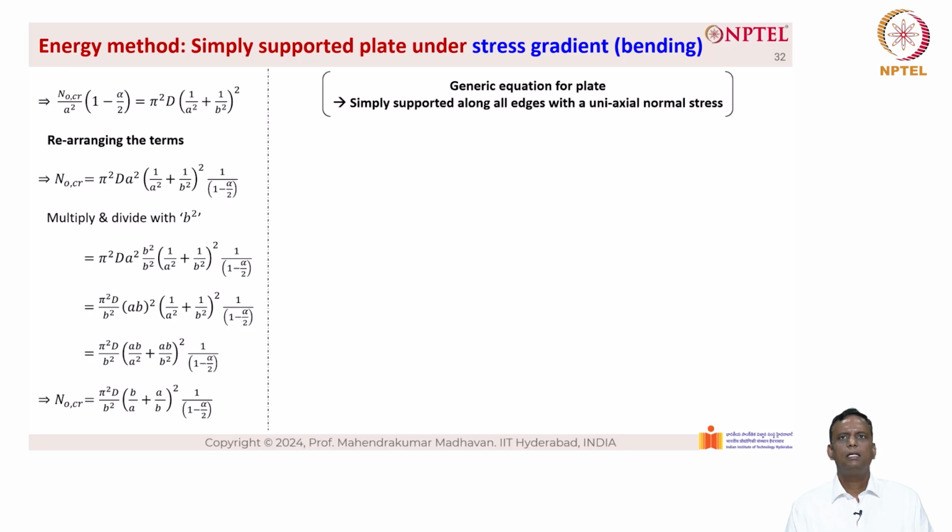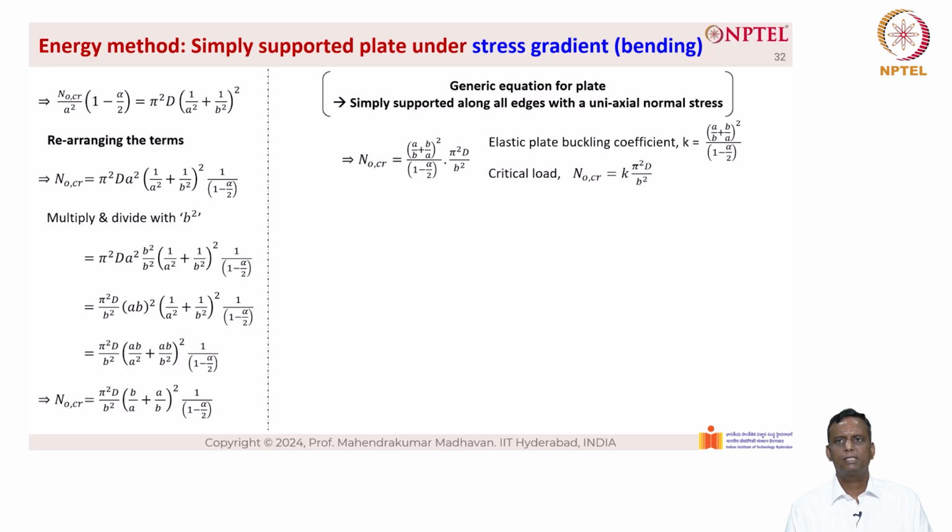In the previous classes, we have derived the generic equation for a plate which is simply supported along all edges with a uniaxial normal stress. So we have N naught critical equal to A by B plus B by A the whole square divided by 1 minus alpha by 2 into pi square D by B square. So the elastic plate buckling coefficient is given as K equal to A by B plus B by A the whole square divided by 1 minus alpha by 2. So the critical load is given as N naught critical equal to K into pi square D by B square.